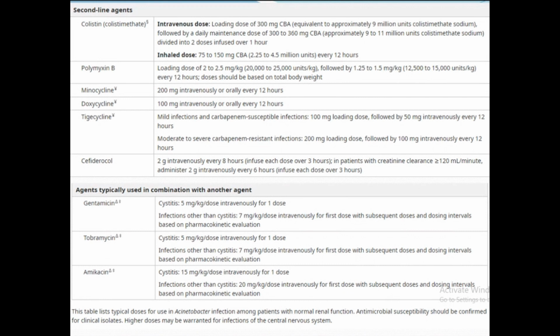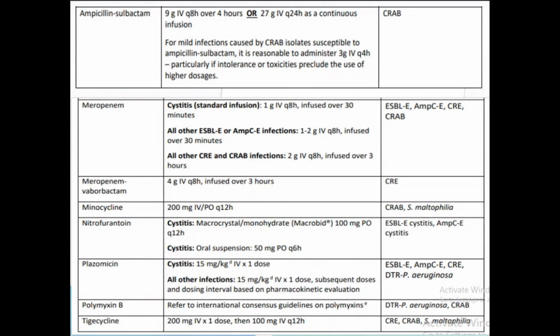Minocycline or tigecycline is the additional molecule that we use alongside the polymyxins to give extra gram-positive coverage for extreme or multi-drug resistant, carbapenem resistant organisms. But now we are seeing that Acinetobacter baumannii is also becoming resistant to minocycline. Ampicillin sulbactam and meropenem vaborbactam are used nowadays, but polymyxin B, colistin, tigecycline, and minocycline are the choice of drugs currently.